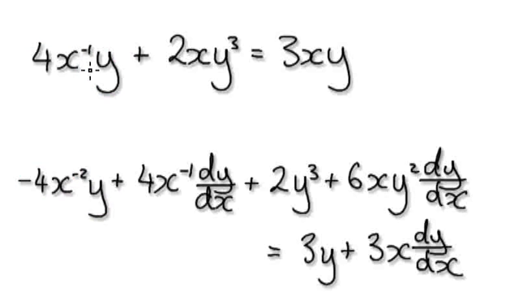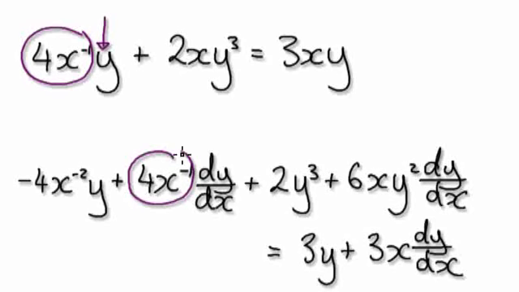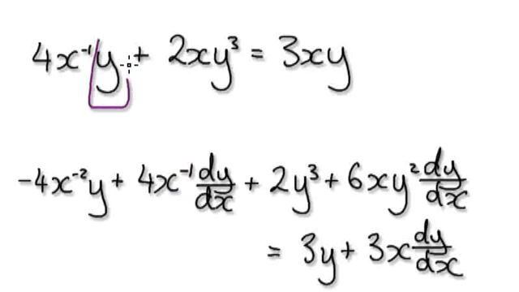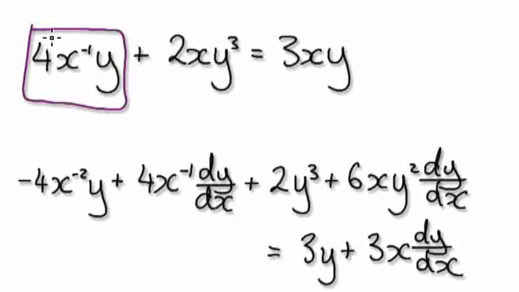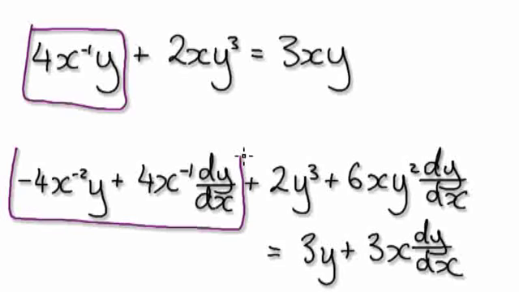Okay, and then keep this the same, and then differentiate the y. When you differentiate the y, it will just give you 1, and then because it's a y, you've got to times by dy by dx. So this whole bit here will become this here.